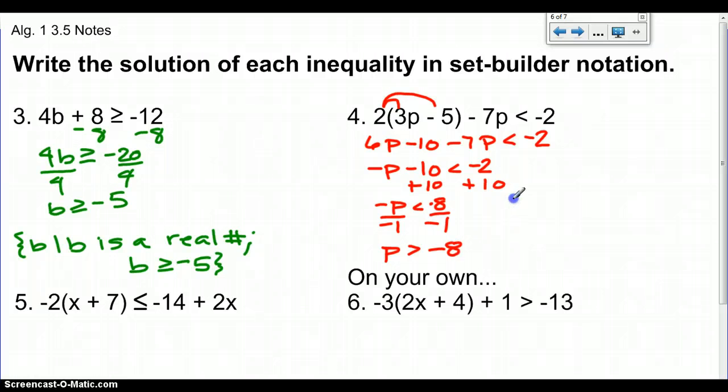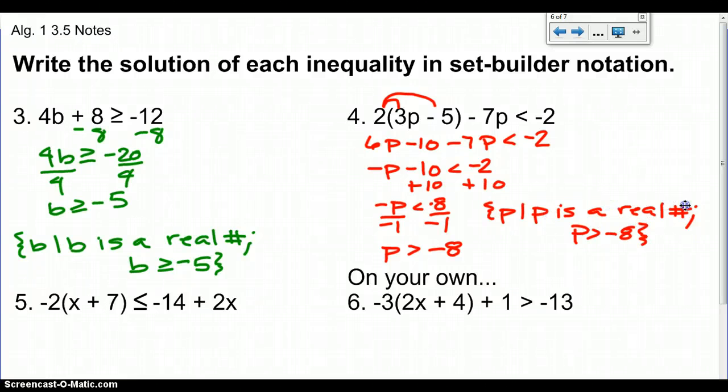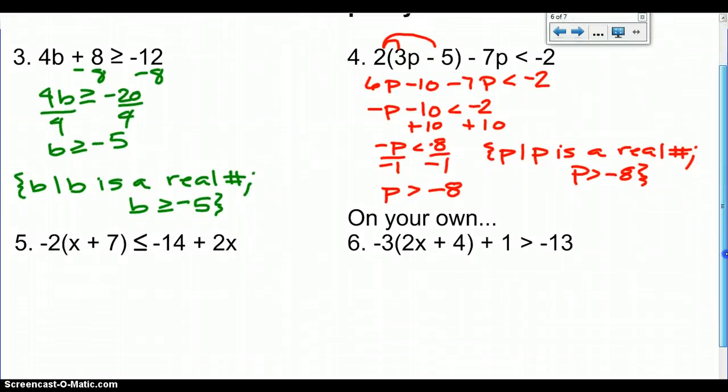And to write that in set builder notation, we're going to have our bracket, define our variable of p, and p is a real number, have our semicolon, and write our inequality. P is greater than negative 8. And close our bracket. Hopefully you guys understood that one.